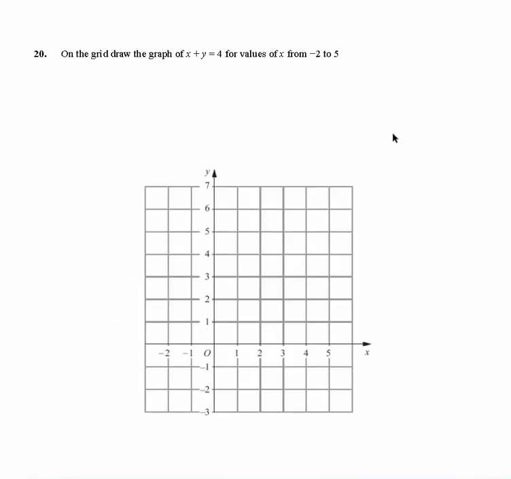On the grid, draw the graph of x + y = 4 for values of x from -2 to 5. So just a minute ago on the previous question, I said to you about the line y = 3. It's the points where the y number equals 3. Once you understand what this equation is telling you, it's basically telling you how to draw the line. It's saying all the points where the x number and the y number add together to make 4. So what could they be?